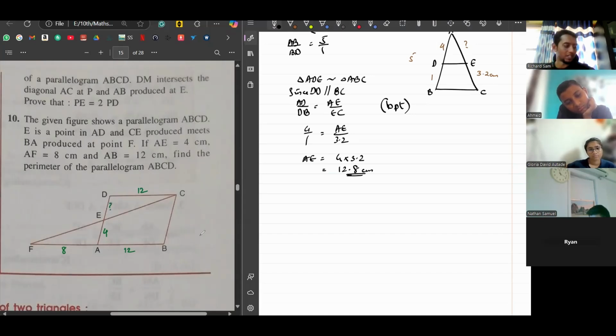Do you see two similar triangles here? Which are the two triangles we are comparing? Triangle DEC and triangle FEA. Here, these two triangles. Okay, so are they similar? How do we prove they're similar?